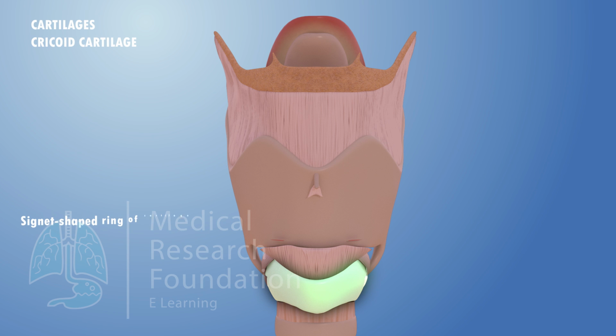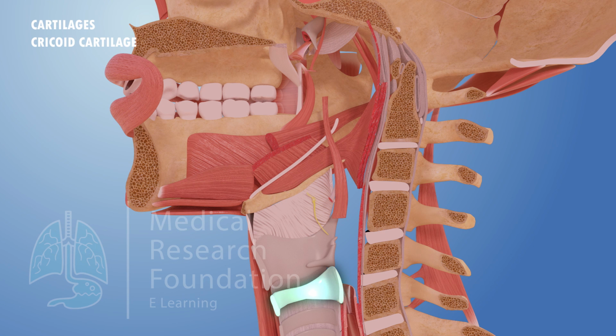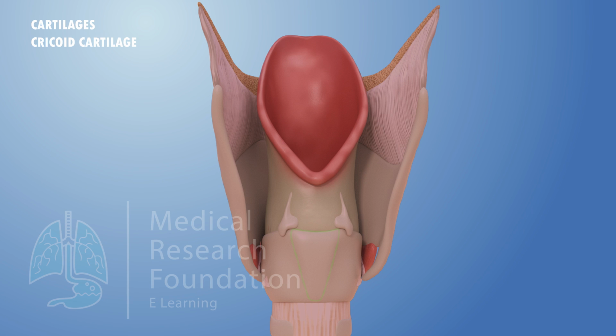Cricoid cartilage. This is a signet-shaped ring of cartilage with a narrow anterior arch and a broad posterior lamina. The cricoid cartilage is situated at the level of the 6th cervical vertebra and completely encircles the lumen of the larynx. It is considered the foundation stone of the larynx. The posterior surface of the lamina presents a median ridge and 2 depressed areas on each side of this ridge.